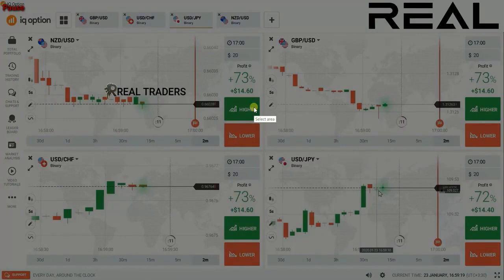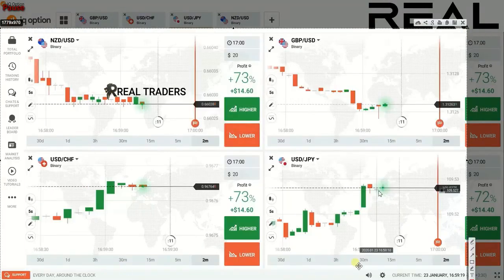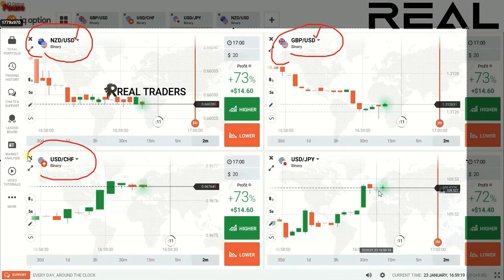Here you can see I placed 4 charts. For trading news, at least you must open 2 charts, and you can also open 4 charts. You can see in these 2 above charts the USD is in the second place, and in these 2 below charts you can see the USD is the major currency. It is in the first place.